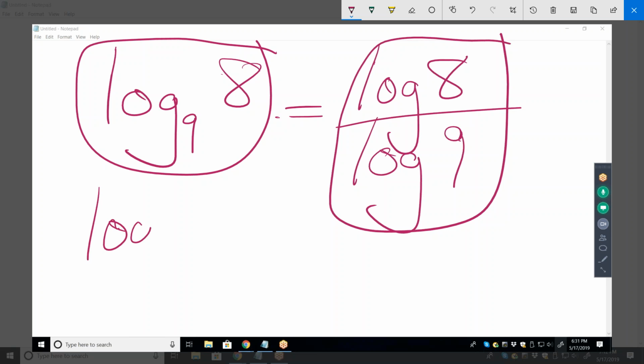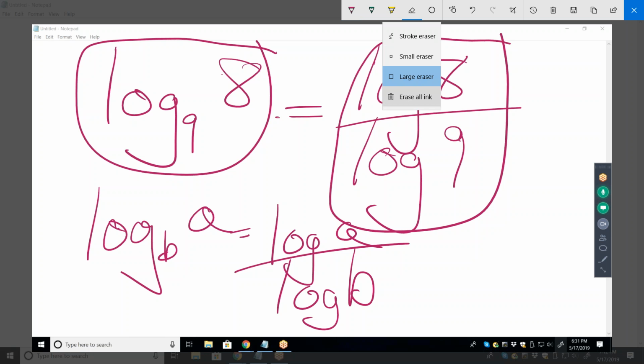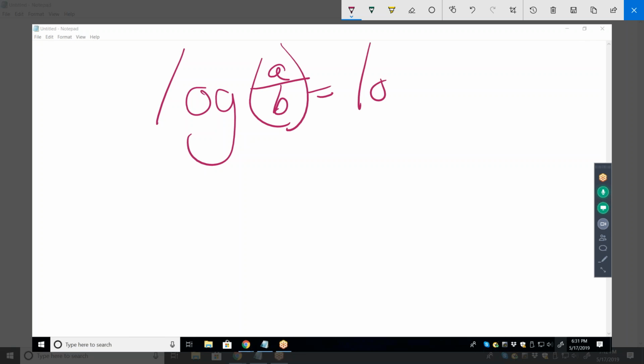And the change of base formula goes like this. It's the log of A divided by the log of B. Notice it is not the log of A divided by B. It's the log of A divided by the log of B. Very important distinction. Because after all, the log of A divided by B would be the log of A minus the log of B, if I was expanding that.